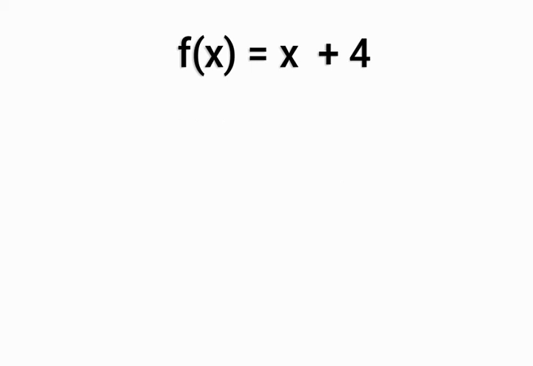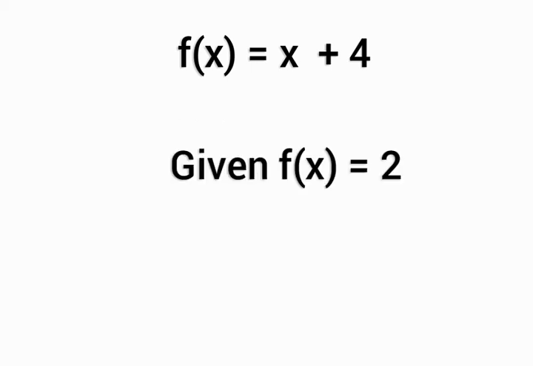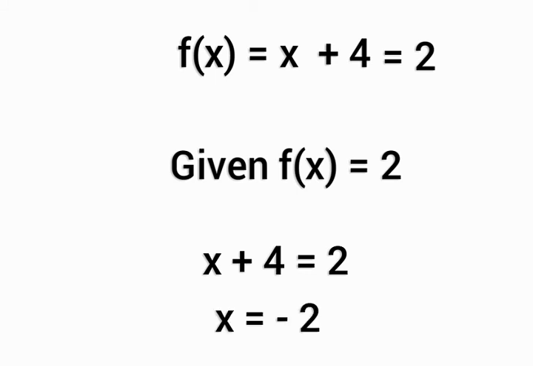Given f(x) = 2, this tells us that the whole of f(x) must be equal to 2. And what is f(x)? f(x) is equal to x + 4, meaning that x + 4 = 2. Now you solve for x and get negative 2. You can prove this by taking negative 2 and putting it into the original equation, and it must give you positive 2.